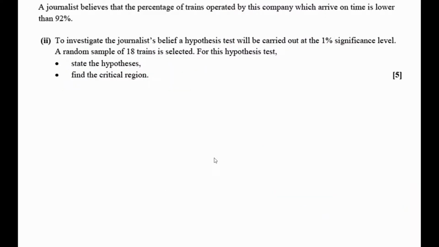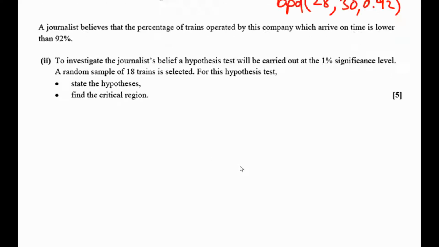Okay, so moving on. The journalist believes that the percentage of trains operated by this company which will arrive on time is lower than 92%. To investigate the journalist's belief, a hypothesis test will be carried out at the 1% significance level. A random sample of 18 trains is selected. For this hypothesis, state the hypotheses and find the critical region.